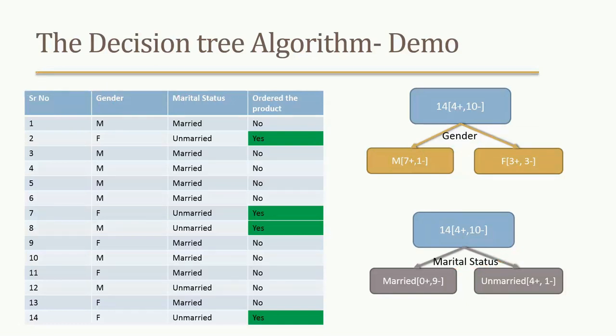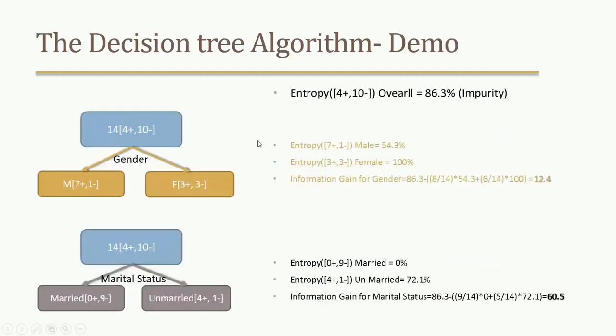So there are 2 variables, gender and marital status. The one with the higher information value needs to be given the first preference for splitting. Let us calculate their information value. For gender, the information value is the entropy before the split minus the entropy after the split, or the weighted average entropy after the split. Entropy before the split is 86%, with 4 positive and 10 negative. 86% is the impurity at the root level. The entropy for gender equal to male is 54% impurity at that split. There is 100% impurity at gender equal to female. Similarly for marital status we calculate the entropy at each node level.